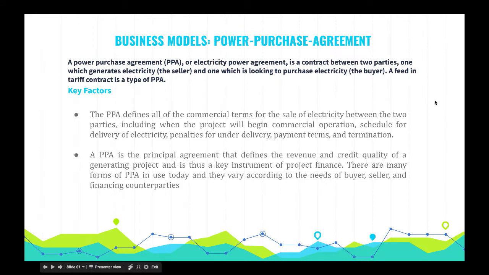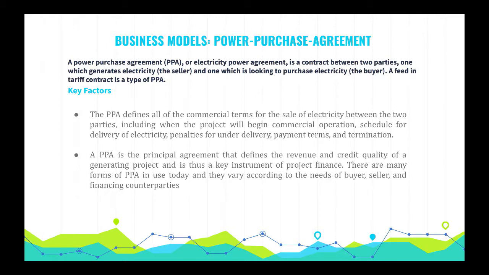Basically, the agreement me and Tom might have is I say, hey Tom, you're generating power, so please tell me how long I can buy the power for, how much power I can buy, and how much it is going to cost me. So the power purchase agreement defines all of the commercial terms for the sale of electricity between the two parties, including when the project will begin commercial operation, the schedule for delivery of electricity, the penalties if they don't deliver that power, and payment terms and termination.